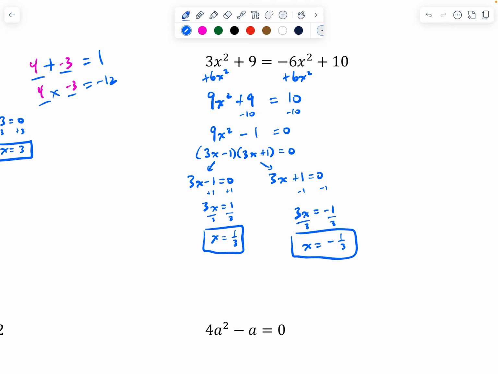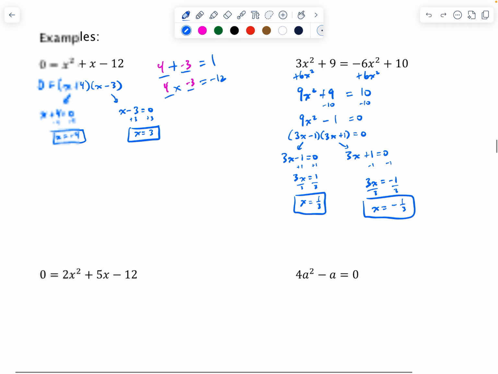Again, how would you know if your answer is correct? Well, you can plug in 1/3 for each of my x's and make sure that the left side of the equation equals the right side of the equation. That would prove that you got the right answer.